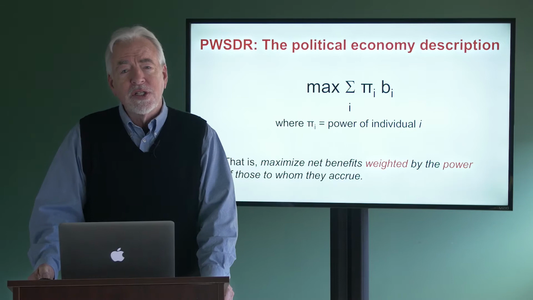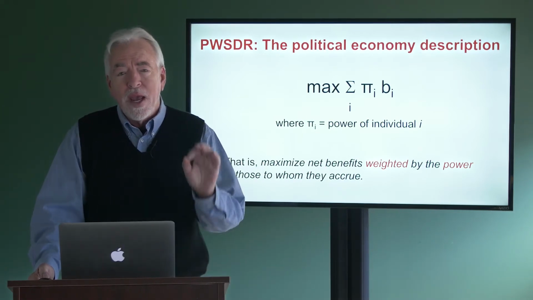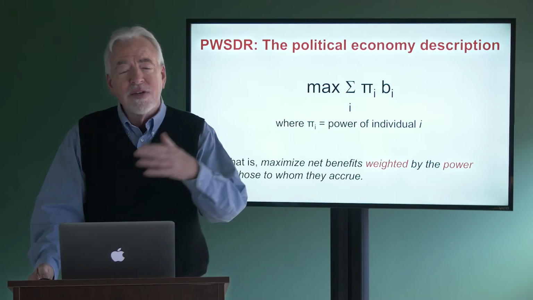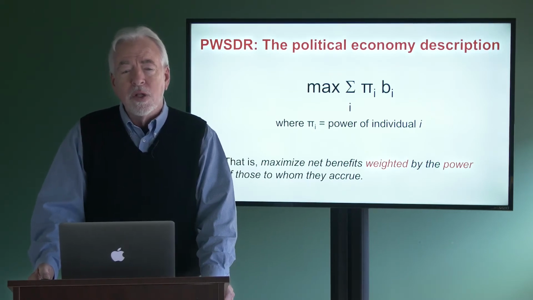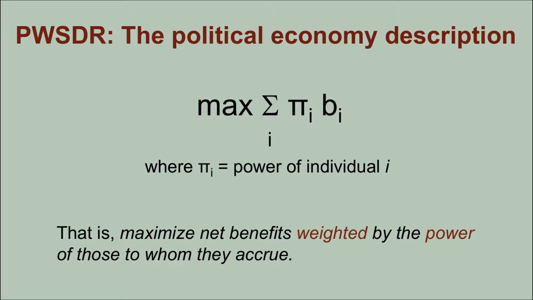The power-weighted social decision rule is kind of like that. Only instead of weighing up net benefits to each individual, as if all individuals' benefits count the same, instead those benefits are filtered, and they're filtered by the power of the individual to whom the benefit or cost accrues. So in this case, if we use that Greek pi sign to denote the power of each individual, the rule becomes not maximize net benefits, but maximize the power-weighted net benefits. The net benefits, that is to say, positive and negative benefits and costs to each individual weighed by the power of those individuals.